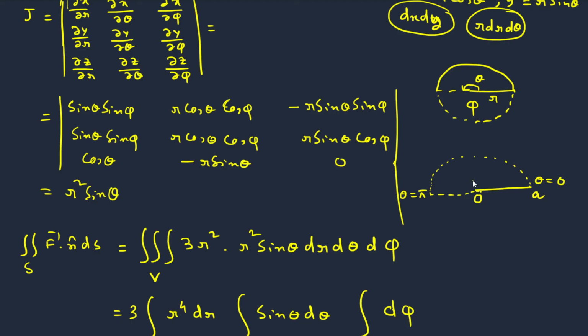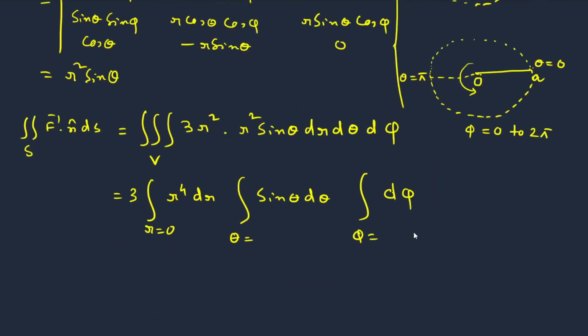For a circle, we have to rotate this full 360 degree, na? So since it is a semicircle, to make it a sphere, we have to rotate it 360 degree. So what is the limit of phi? Limit of phi is 0 to what? 2 pi. So is it clear? So what do we have now? Phi is 0 to 2 pi. Theta is 0 to pi, and r equals 0 to a. So r equals 0 to a, theta equals 0 to pi, 180 degree, and phi is 0 to 2 pi.